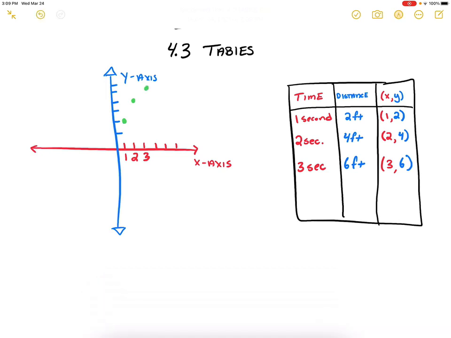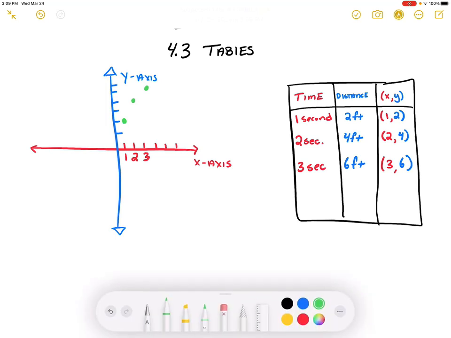So it's pretty easy to read tables and graphs. All you do is you say, okay, what's the first value, or the first column? The first column is going to be your x values. Your second column is going to be the y values. And then your ordered pairs are your x, y's. The first value and the second value with the comma, and then you start plotting them, and that's it.